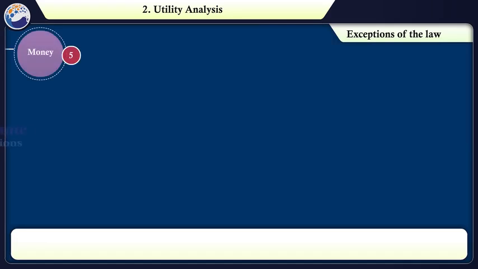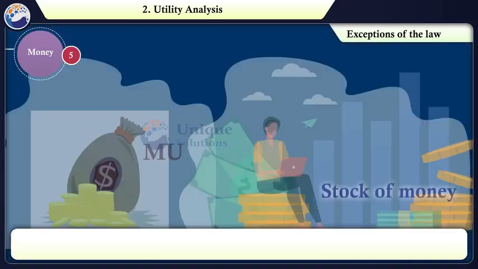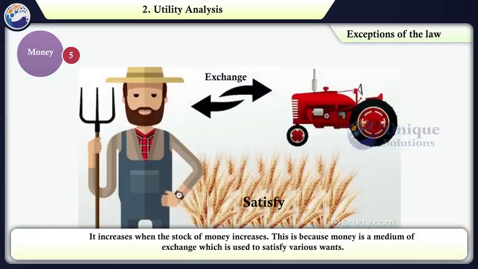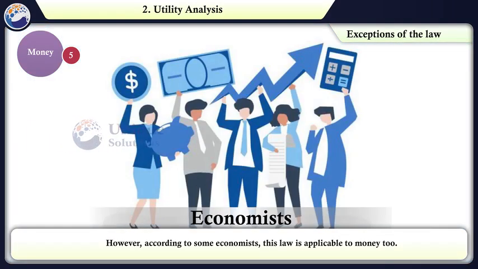Fifth, money. The MU of money never becomes zero. It increases when the stock of money increases. This is because money is a medium of exchange which is used to satisfy various wants. However, according to some economists, this law is applicable to money too.